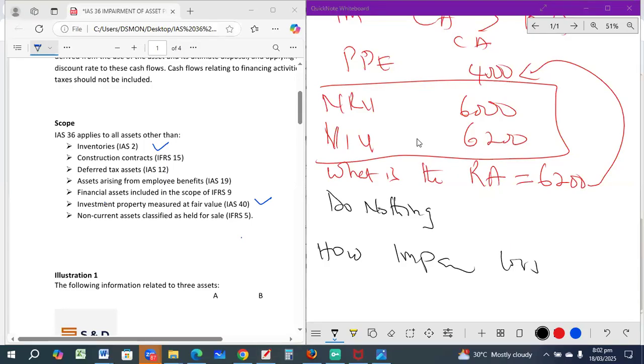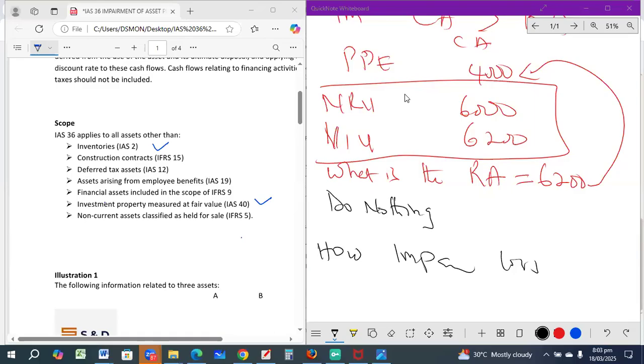Yes, please, the impairment loss will be charged against the profit and loss. Then in the balance sheet, it will be deducted from the PPE. Okay, that is an attempt. So in the profit and loss, it will be an expense.